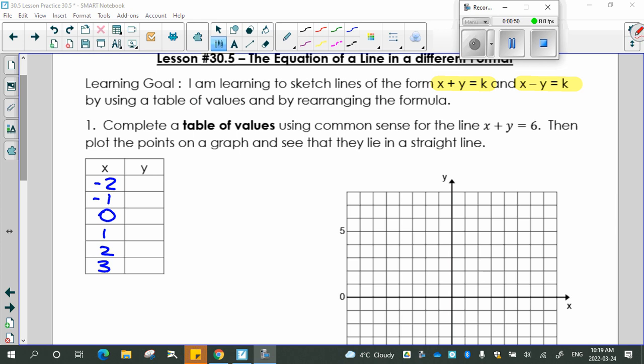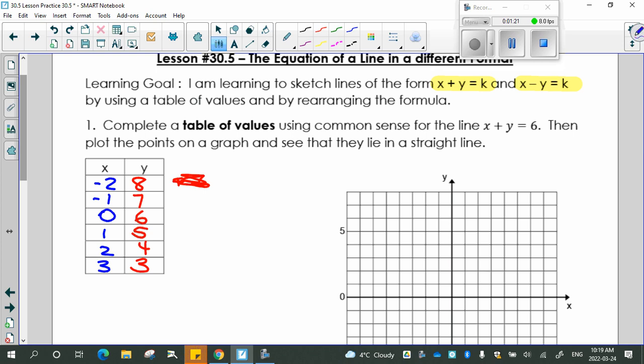Okay, so when x is -2, remember they have to add up to 6. So you're always checking for that, right? -2 plus 8 does add up to 6. This isn't a difference, you've got to always remember it's got to add up to 6. -1 plus 7 adds up to 6. 0 plus 6 adds up to 6. 1 plus 5 adds up to 6. 2 plus 4 adds up to 6. 3 plus 3 adds up to 6.